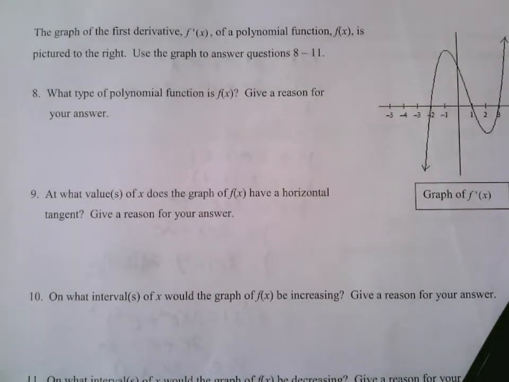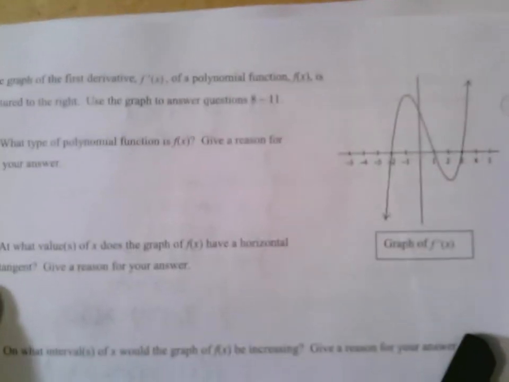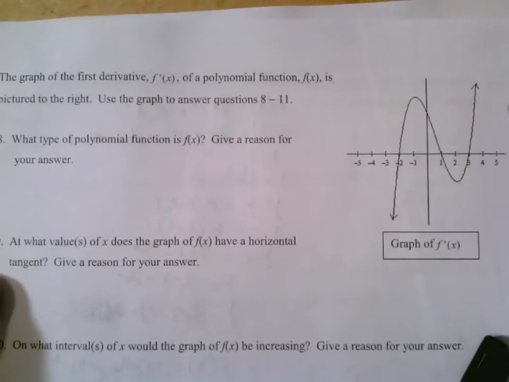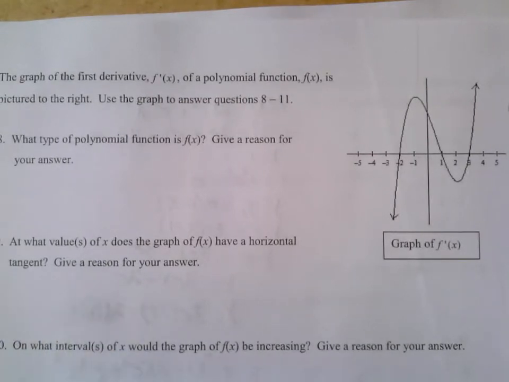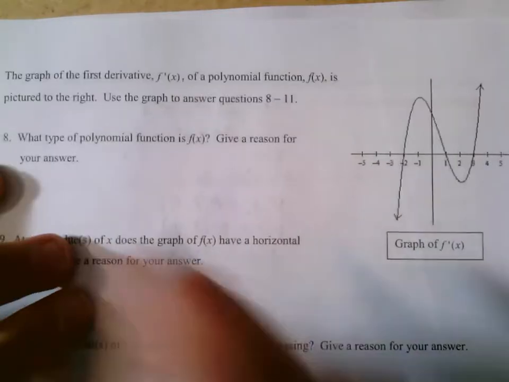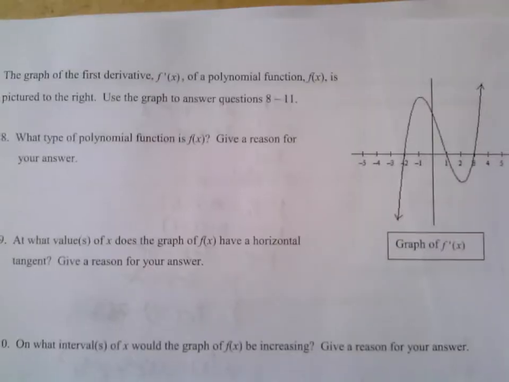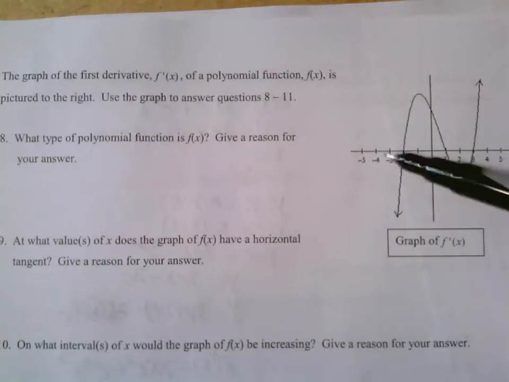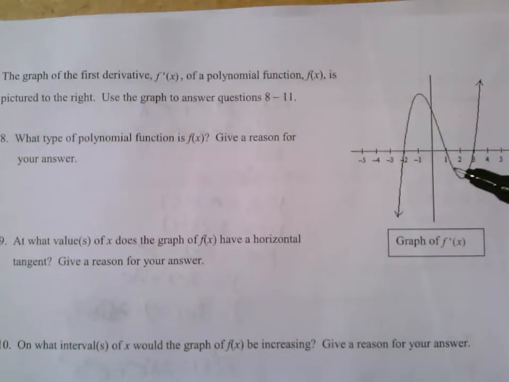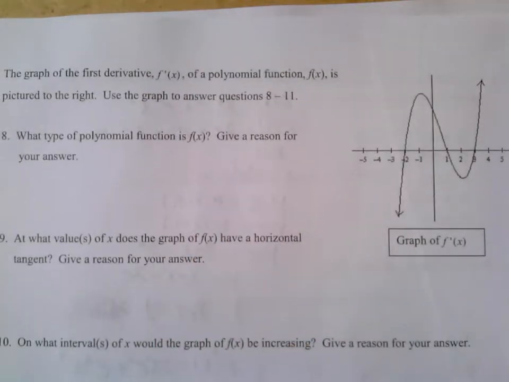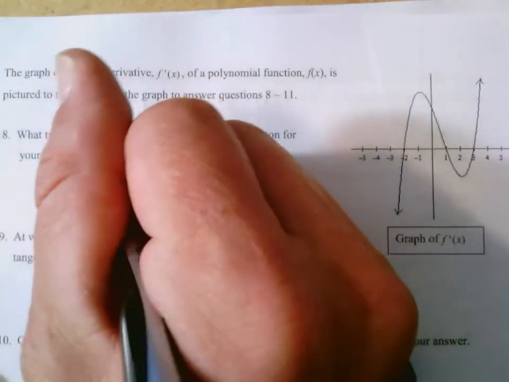Okay, what type of polynomial function is f of x? Well, this is a cubic function. Oh, wait a minute. I'm sorry. You got to read the instructions. The graph of the first derivative, f prime of x, of a polynomial function f of x is pictured to the right. So this is a cubic function. So therefore, f of x must be a function of degree 4.